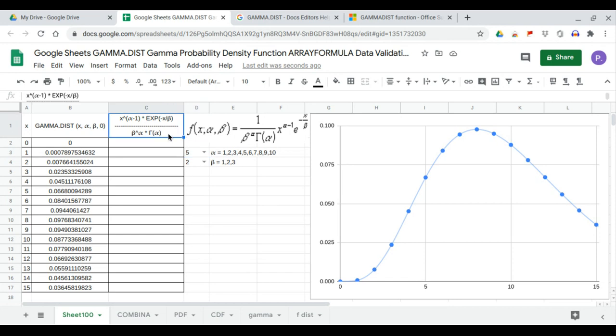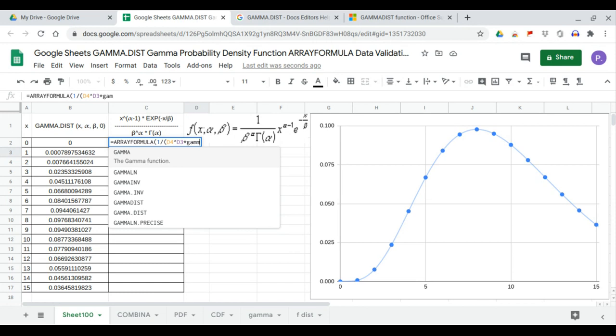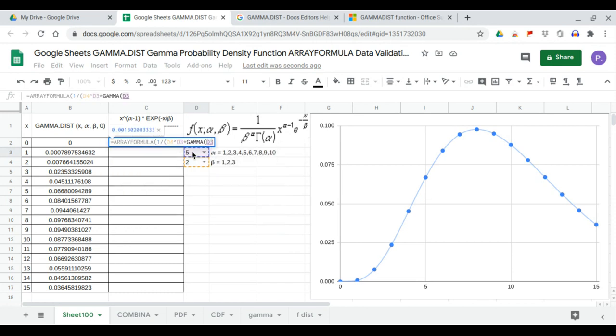Then we can use the equivalent formula, which is x to the power alpha minus 1 times e to the negative x over beta, all over beta to the alpha times gamma of alpha. We start with the denominator, which is array formula, beta to the alpha, so beta to the power alpha, times gamma of alpha. So that's the denominator part.